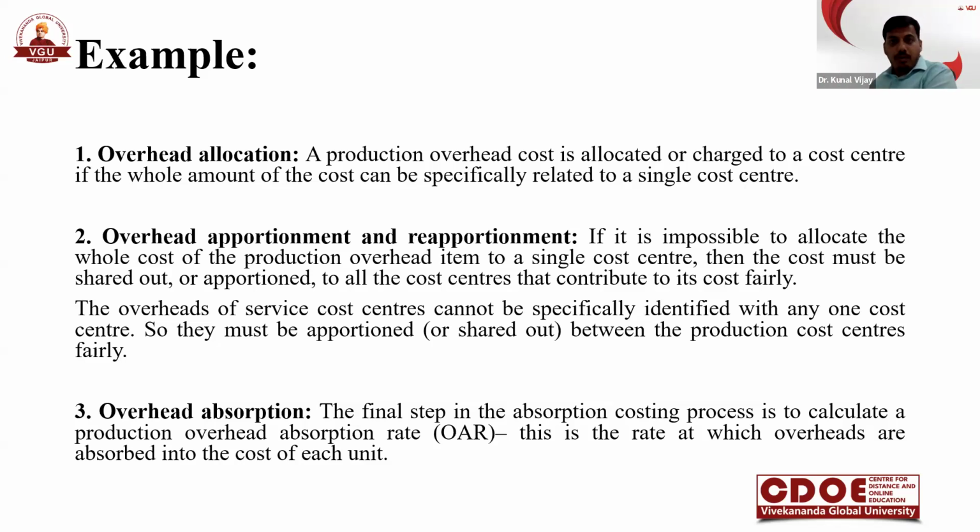Whatever cost is involved in maintenance should also be apportioned between both production centers. That is why the cost of a service cost center is also apportioned between production cost centers. Next is overhead absorption. The final step in the absorption costing process is to calculate a production overhead absorption rate. This is the rate at which overheads are absorbed into the cost of each unit. So you will have to calculate the rate, and according to the rate, you will take the overheads into the different cost centers.